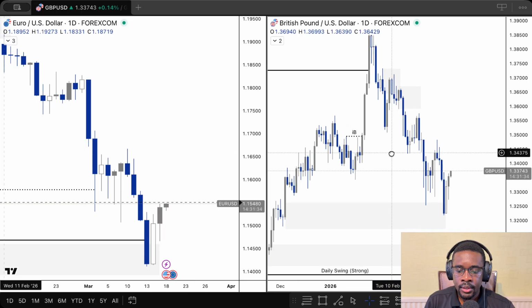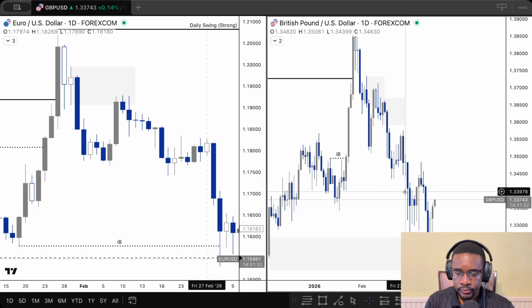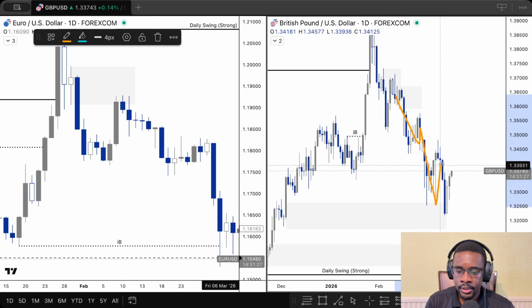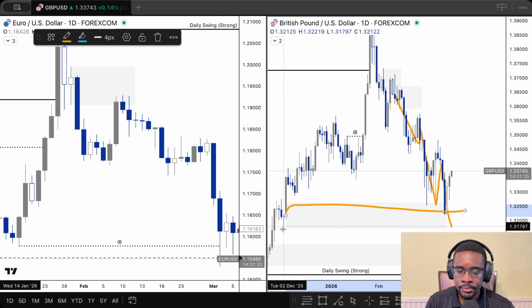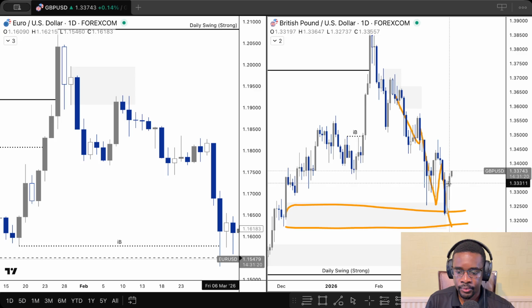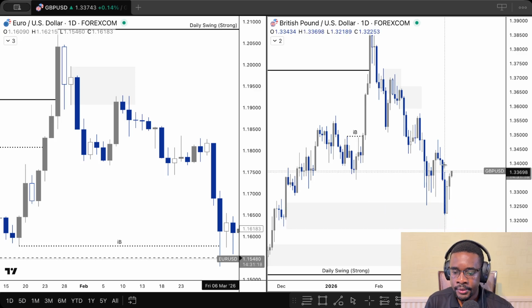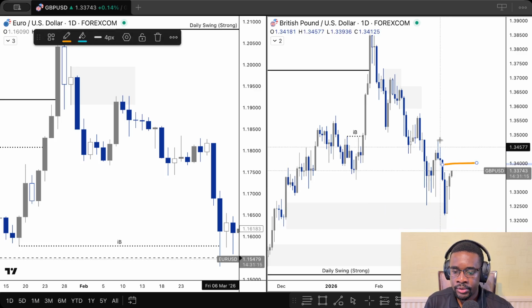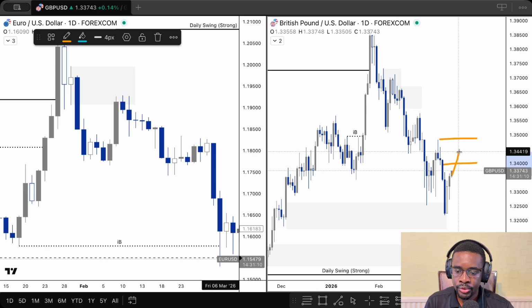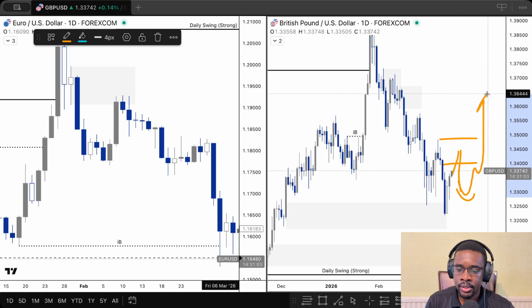And then on the pound, it's the same story. Price has been coming down. We've mitigated this extreme or this level of demand, and we've had a good reaction from that demand. However, we still have these areas where price could push into to mitigate before maybe continuing bearish, or if the pullback is finished, then this could be where price could start pushing up from.